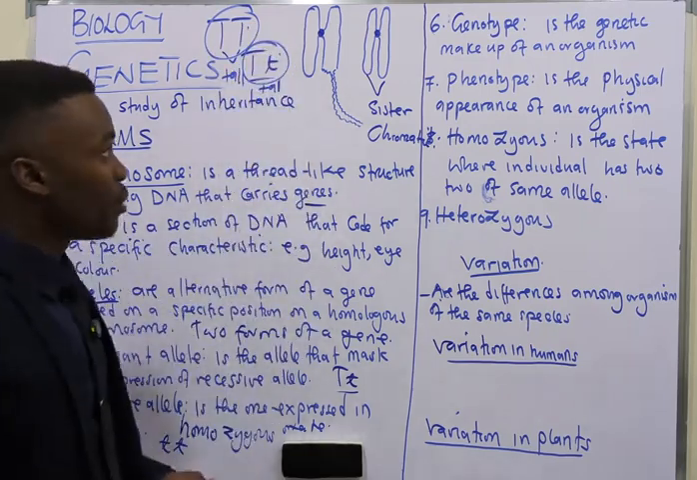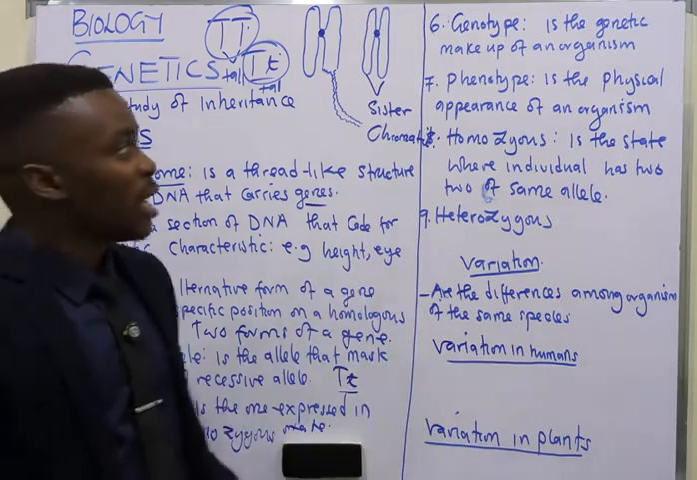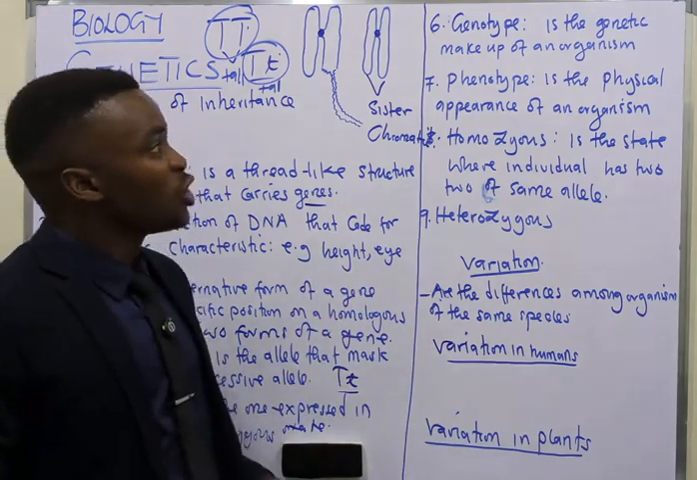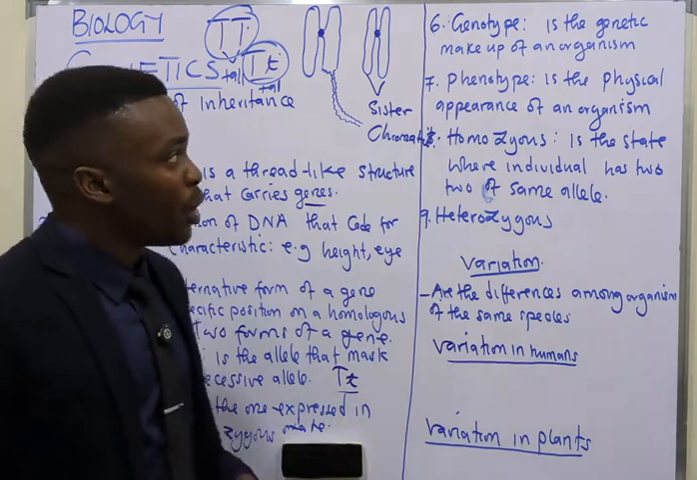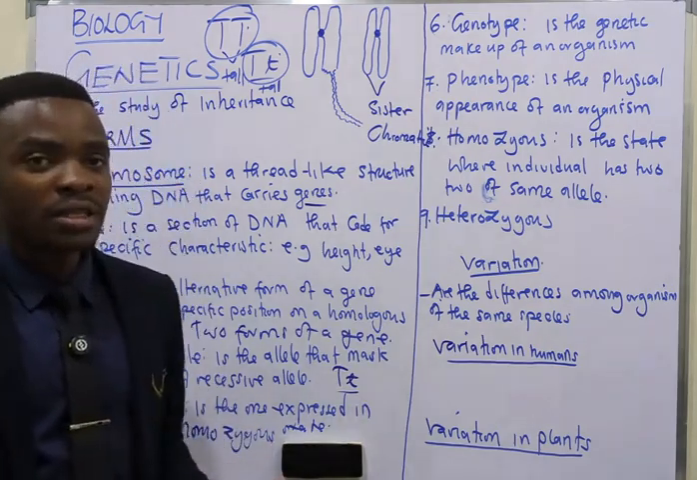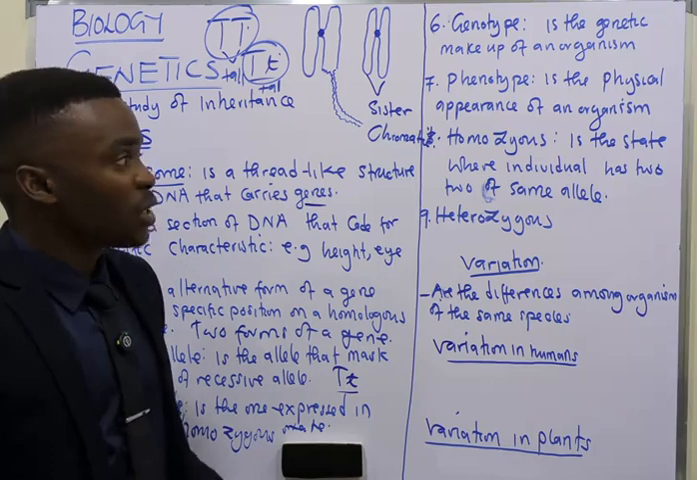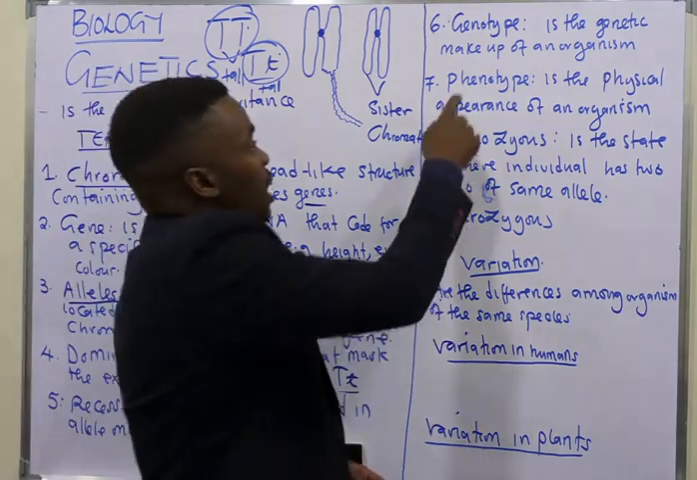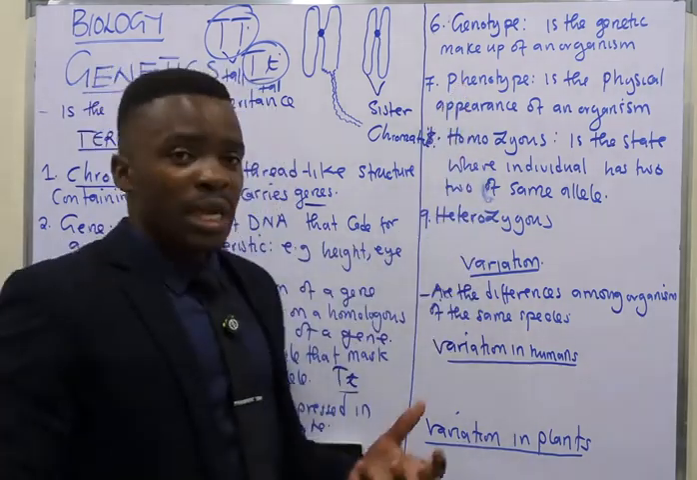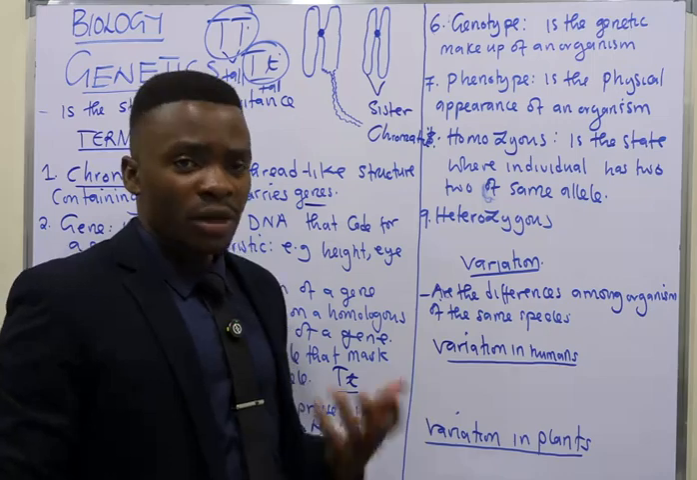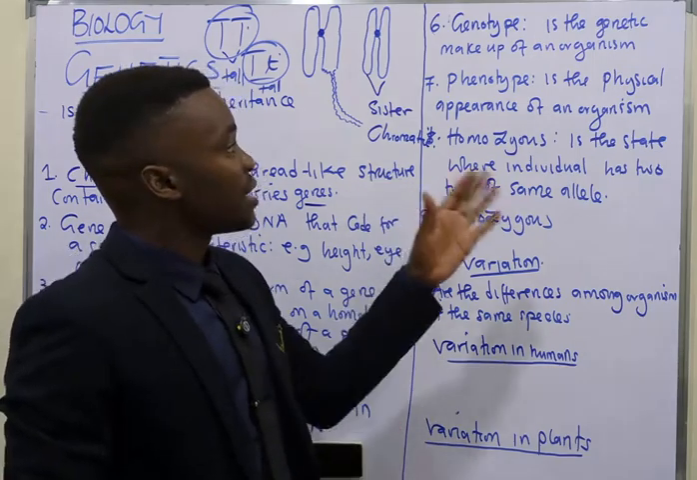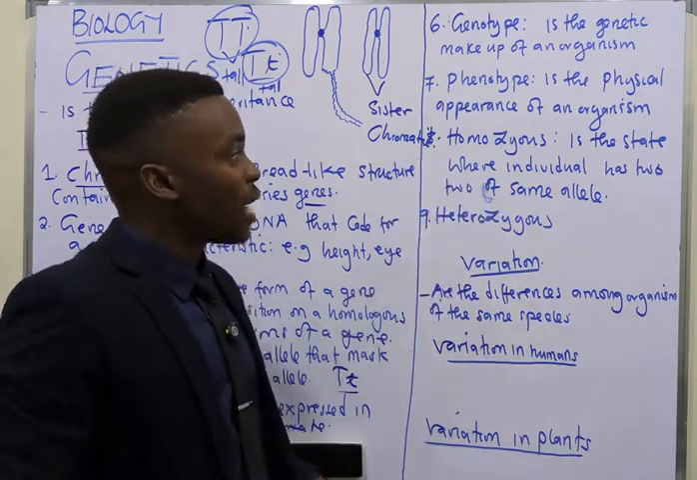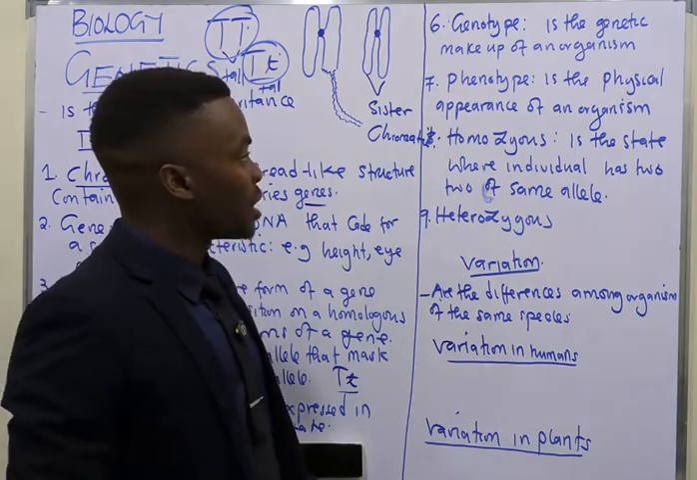Also, this one means tall. So the genotype is just the genetic makeup of an organism, and it's the one that is expressed phenotypically. What you see is what is inside. I don't know if you get that. Then let us look at the phenotype. Now, the phenotype is just the physical appearance of an organism. Okay, so it is the physical appearance of an organism. That is what we call a phenotype.